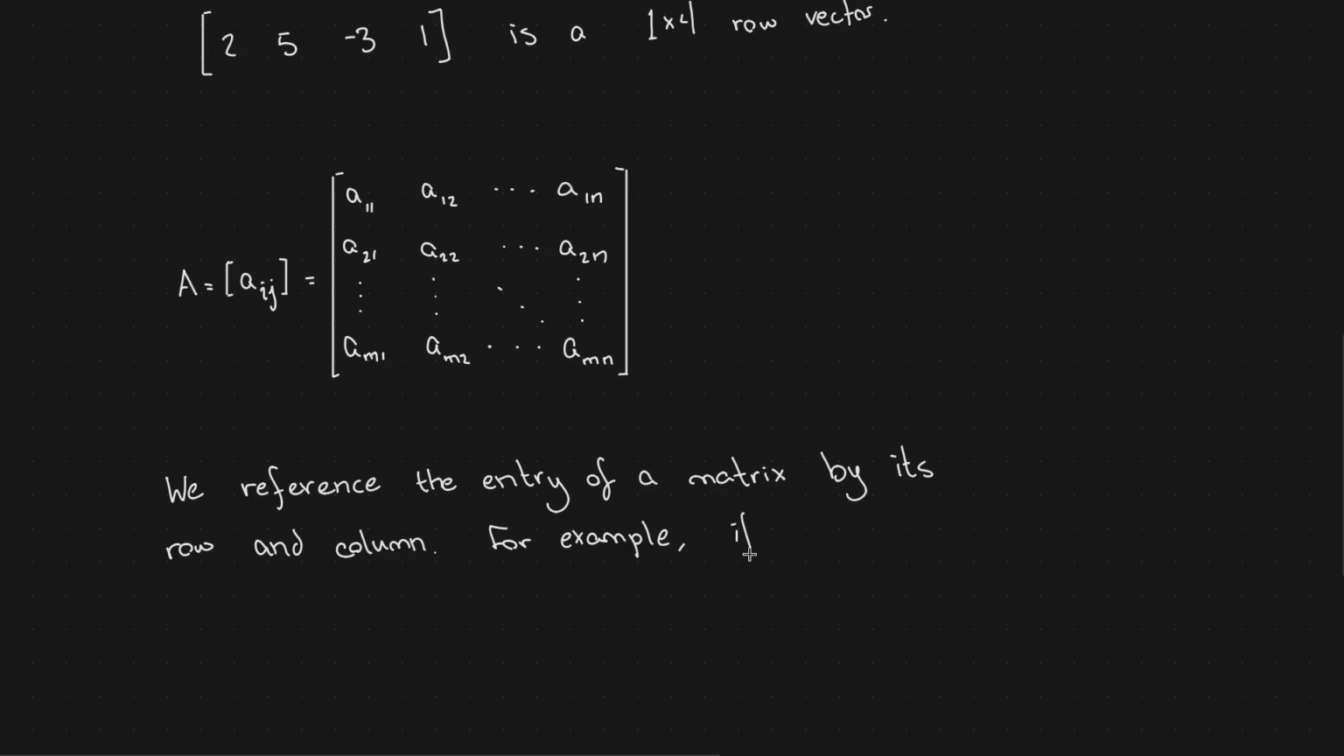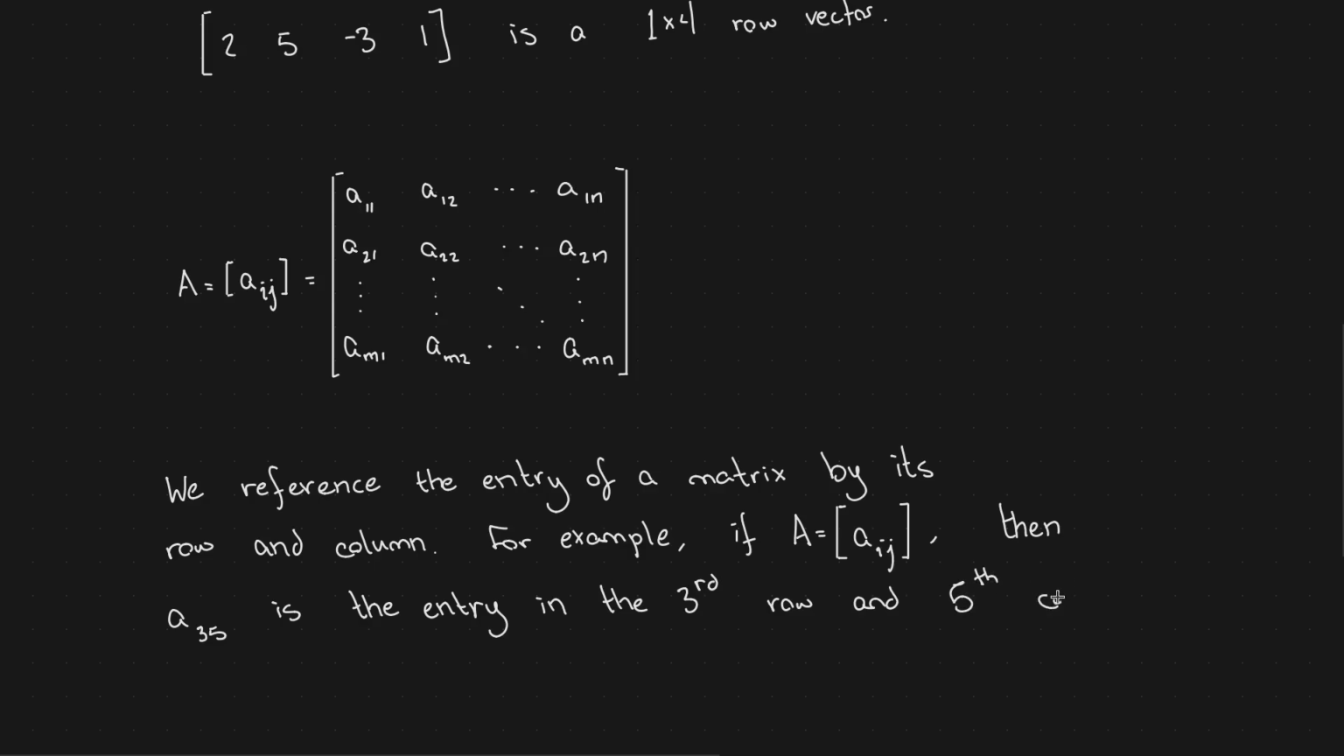For example, if matrix A has entries A sub ij, then A35 is the entry in the third row and fifth column of matrix A. Okay. Now, we only add subscripts when we are talking about the entries as variables.